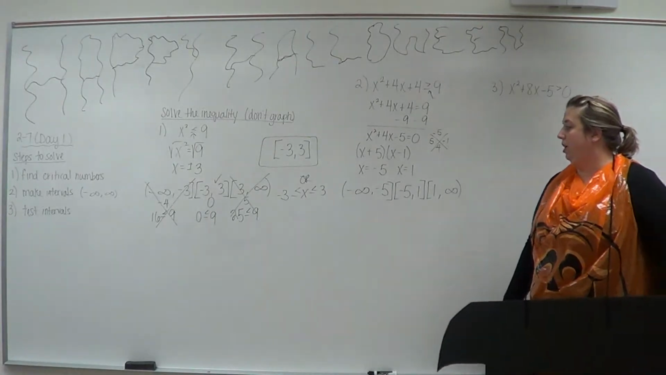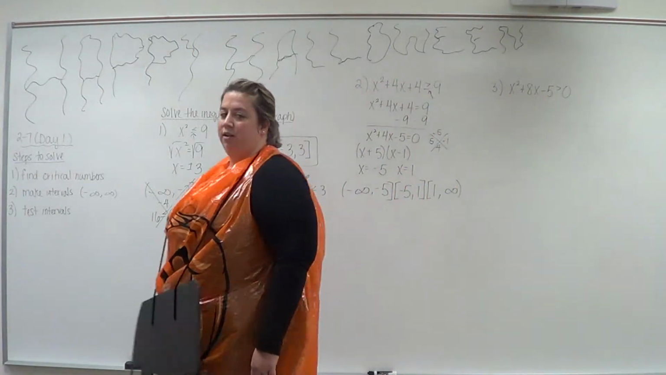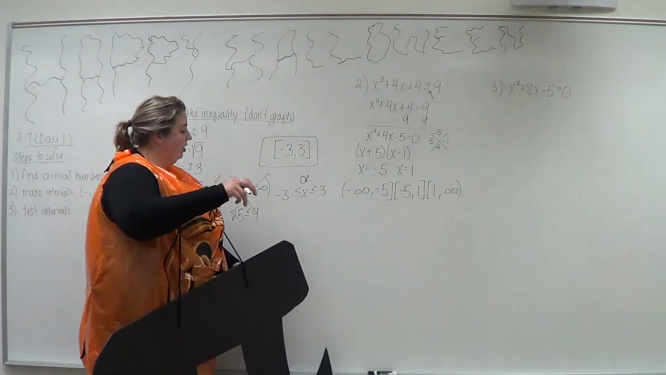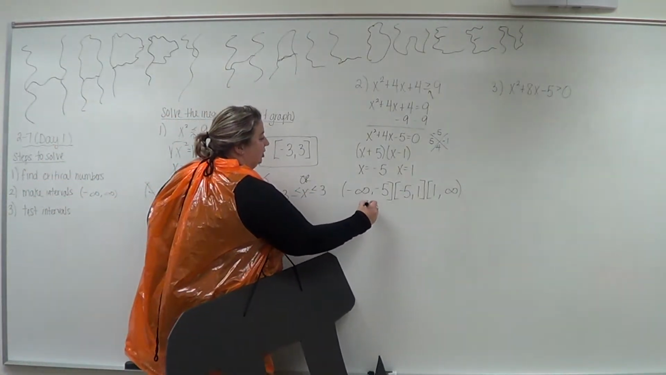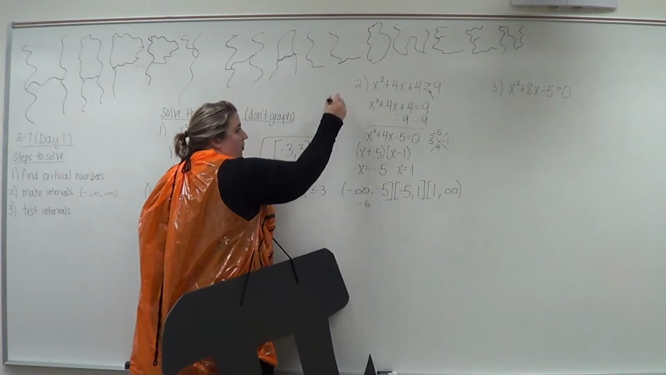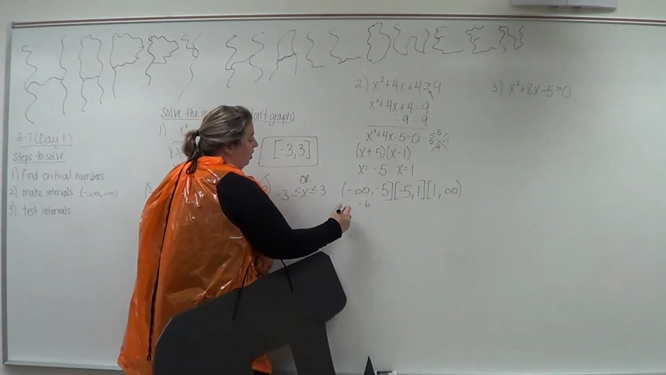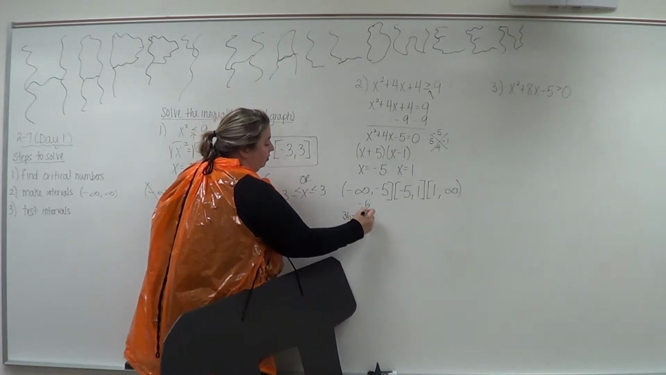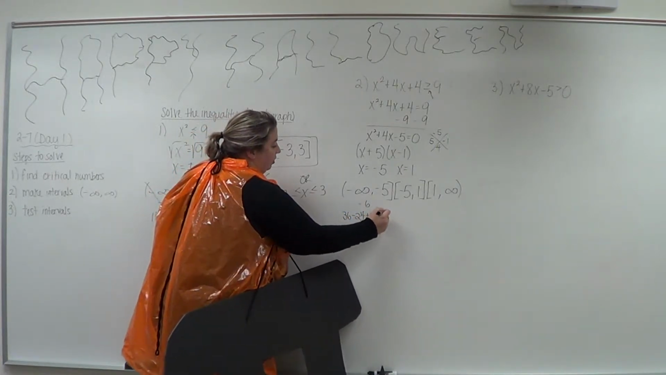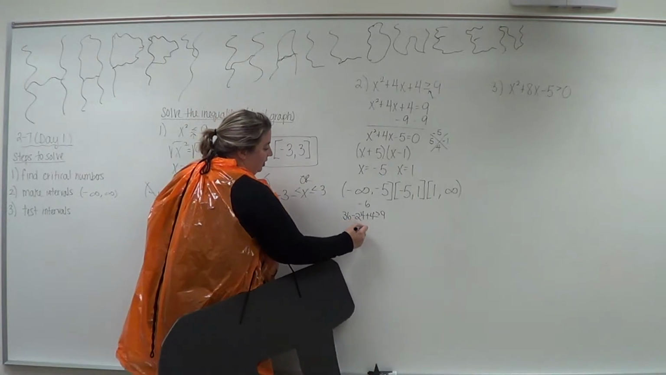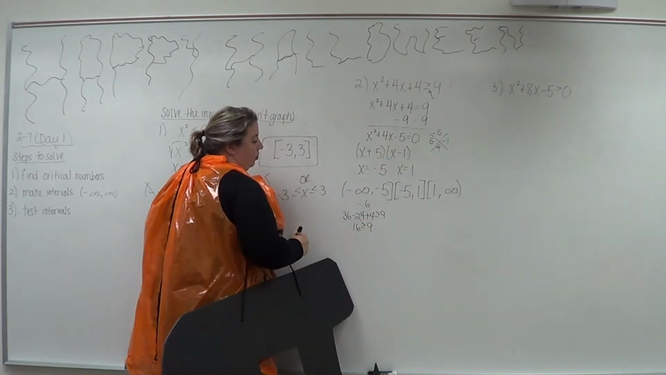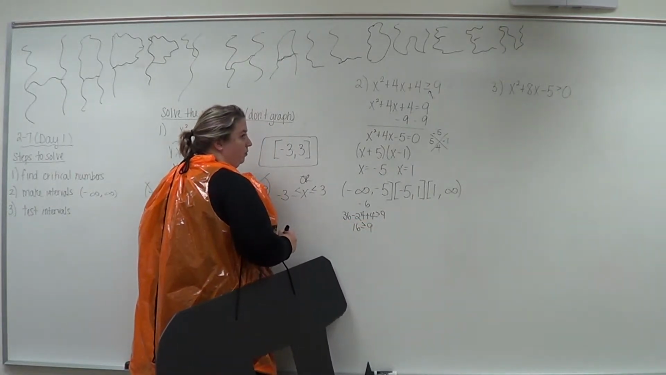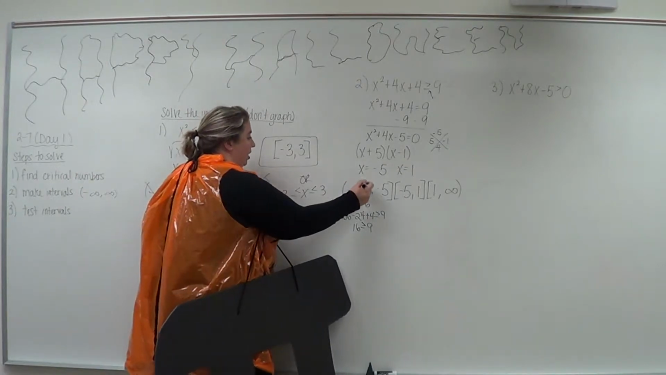Okay, what number do you want to plug in for the first interval? -6. So for negatives, I'm going to plug it into the very original at the top. -6 squared is 36, minus 24, plus 4, which is 16. Is 16 greater than or equal to 9? Yes. Okay, so this one works.